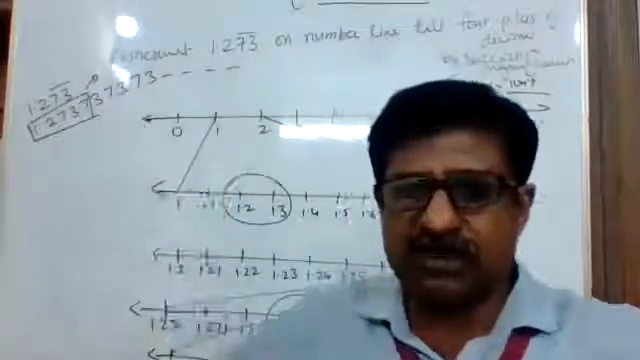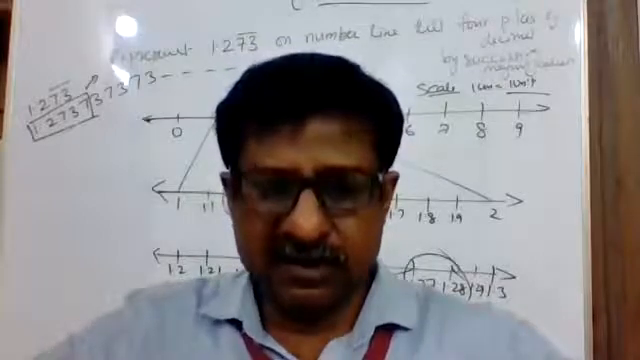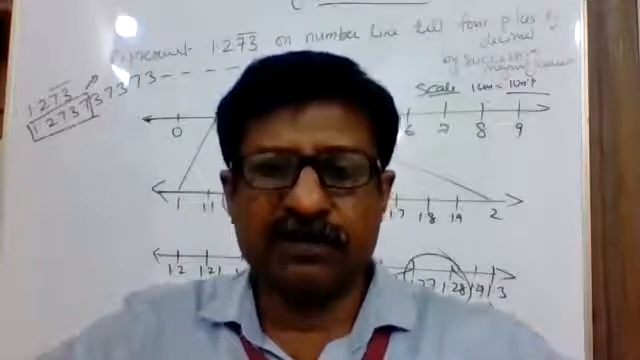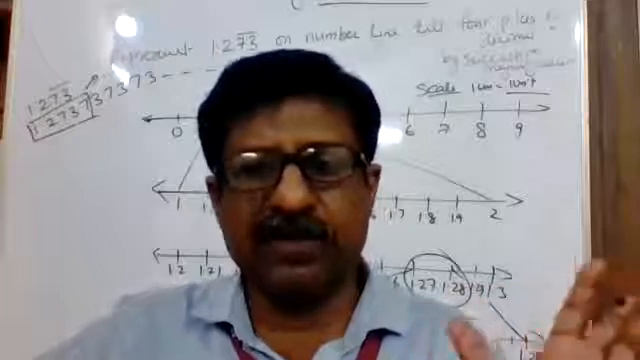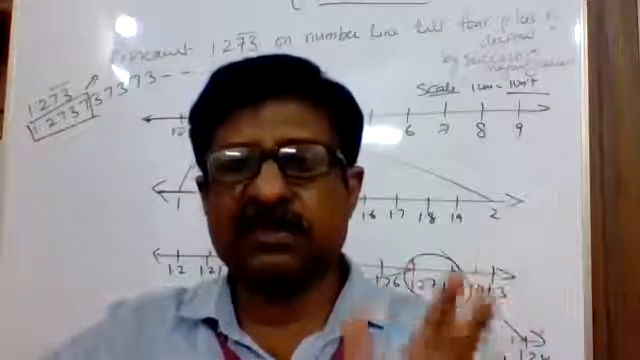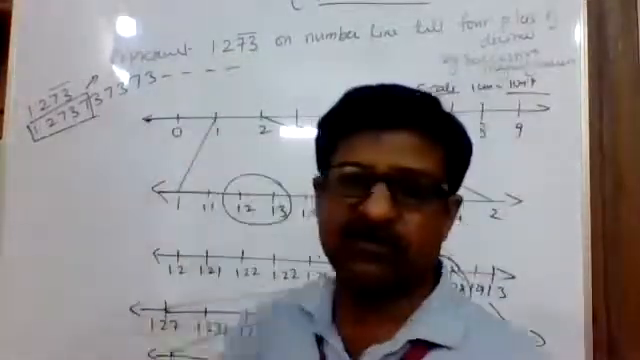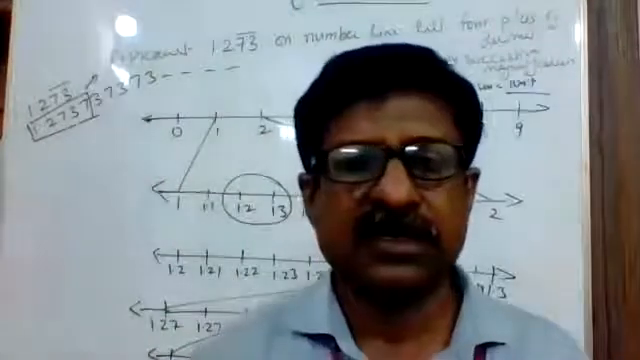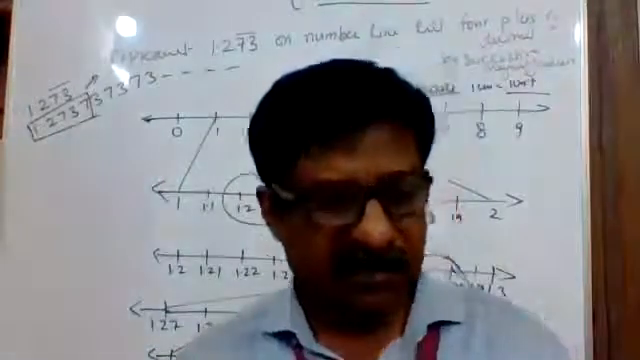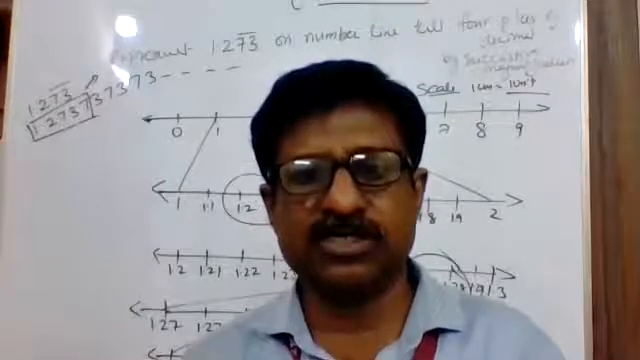This point is the required point which represents the point P or point A, any particular name you can give, and representing it on the number line, the particular number 1.273 till 4 places of decimal. In exam, it can come till 3 places, 4 places, 5 places. It is up to the question.